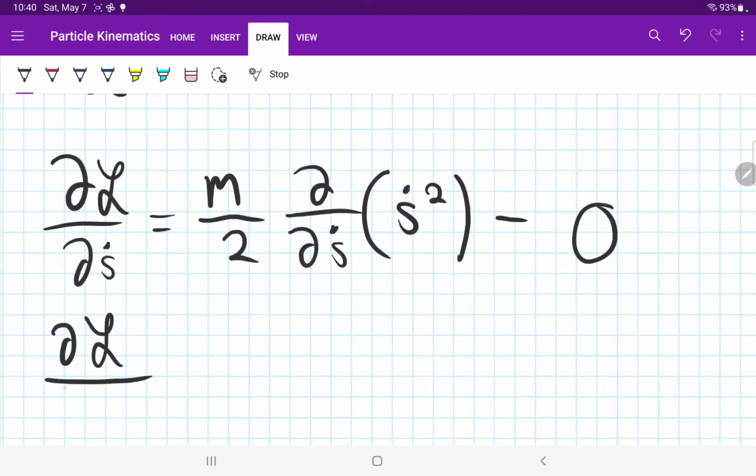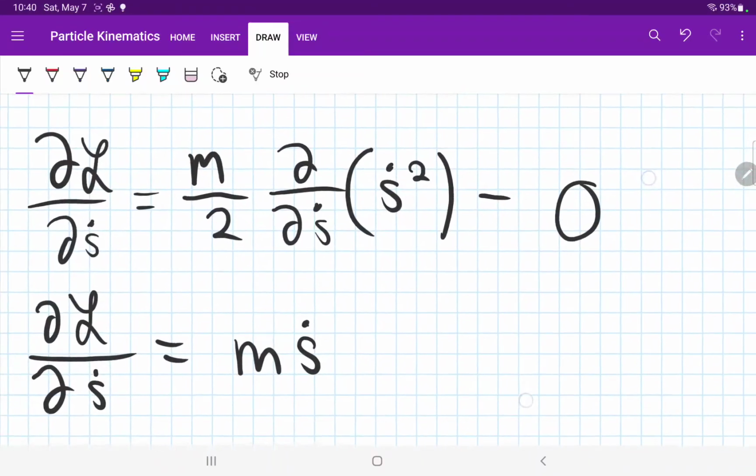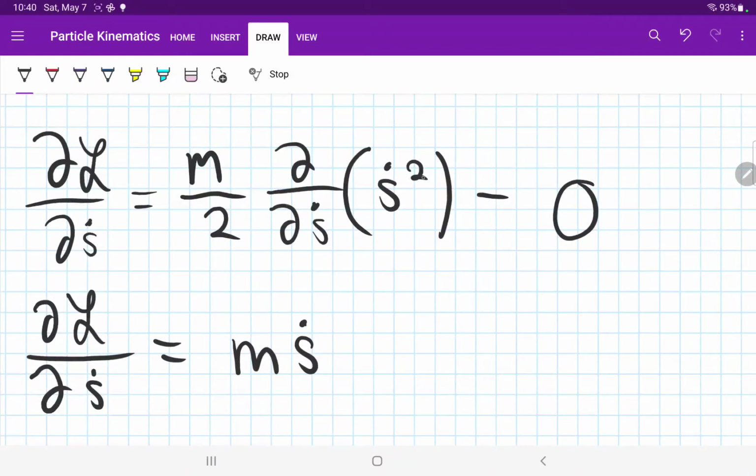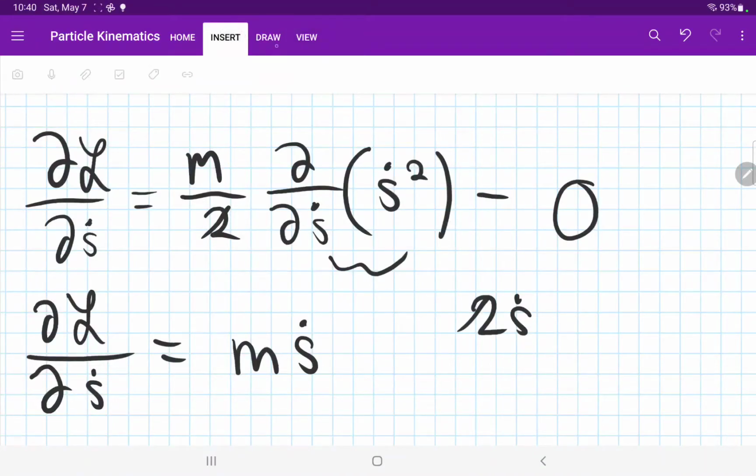d Lagrangian ds dot is simply going to be equal to m s dot. Okay, right? Because we would see that this would become 2 s dot, and then the 2's would cancel, and then it would just be m s dot. Right, that's how it would work.